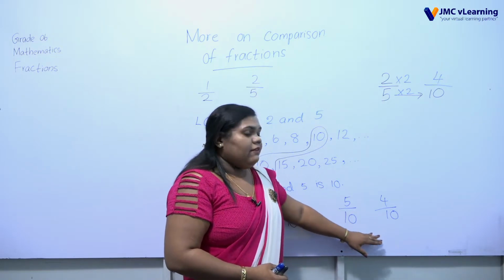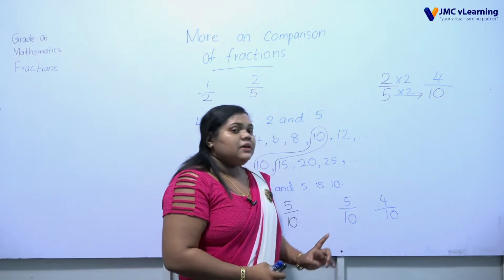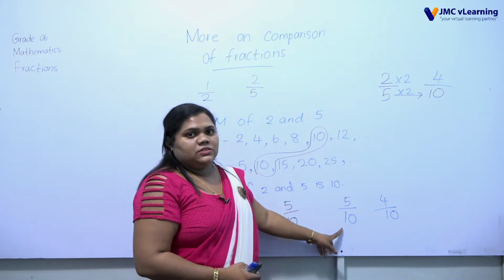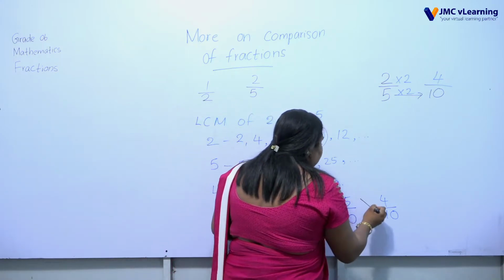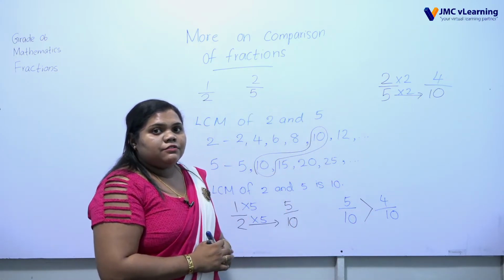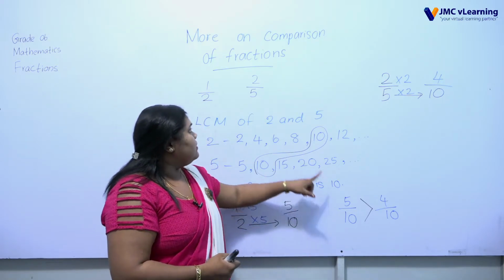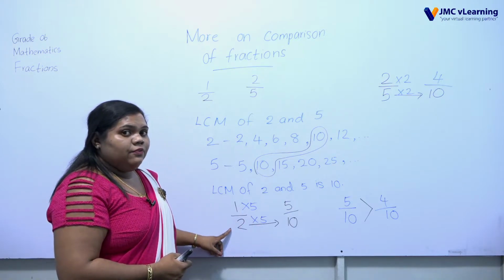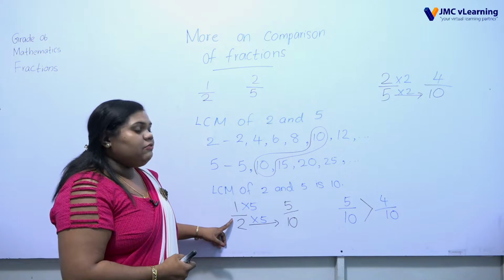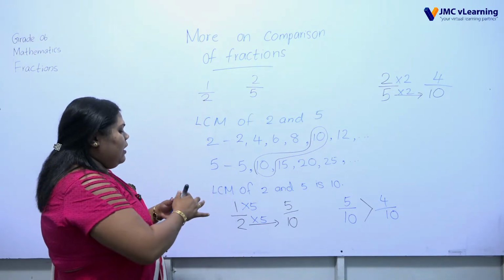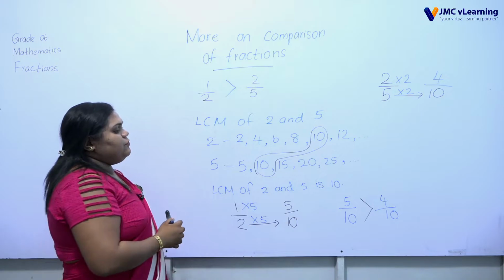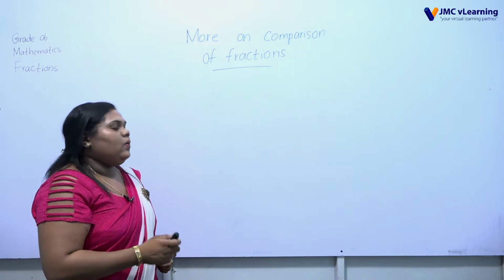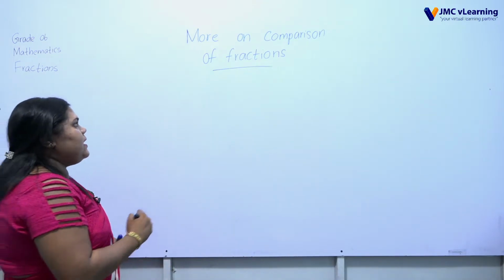If they have the common denominator, we have to compare the numerators. The larger numerator gives the larger fraction. It means 5 out of 10 is the larger fraction. According to that, 5 out of 10 is equivalent to 1 out of 2. It means 1 out of 2 is the larger fraction. Are you clear, children?